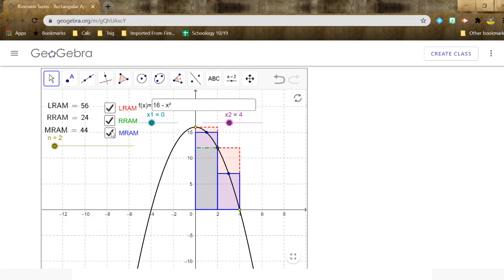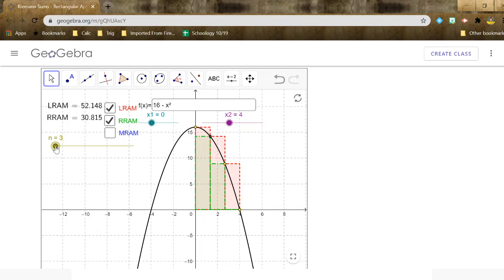So just going back to having the LRAM and the RRAM, I can see for a fact that my LRAM is what we call an over approximation, because all of the rectangles are above the curve. The RRAM is going to be an under approximation because all the rectangles are under the curve. And there's a really easy way to determine whether it's over or under approximation just by looking at some information that we can determine from previous chapters. Now looking here, I know that the true answer is somewhere in between 56 and 24.